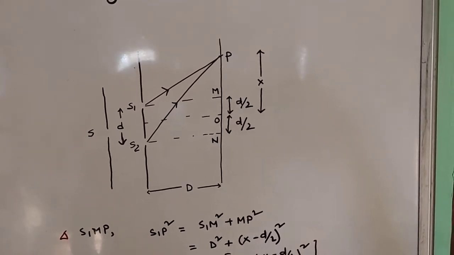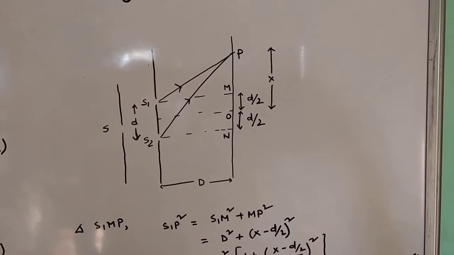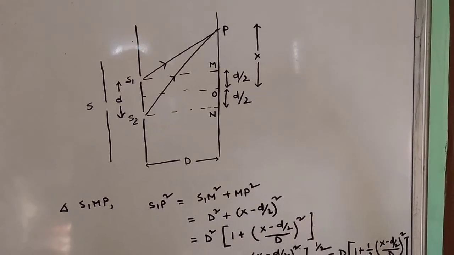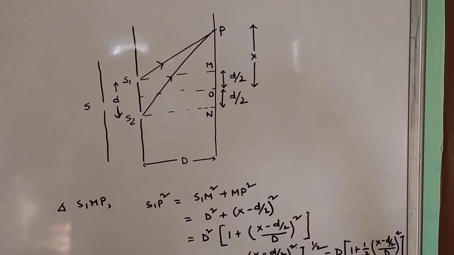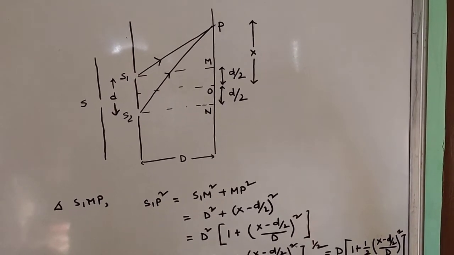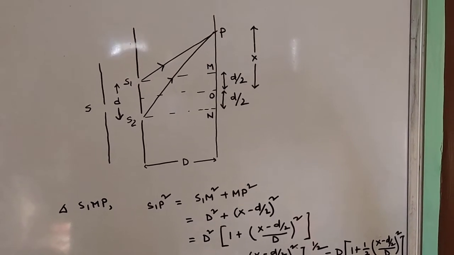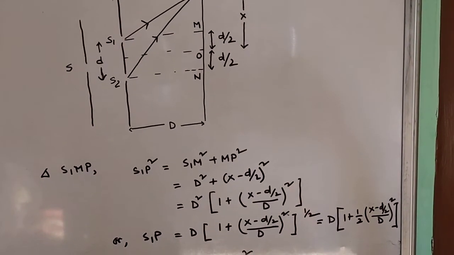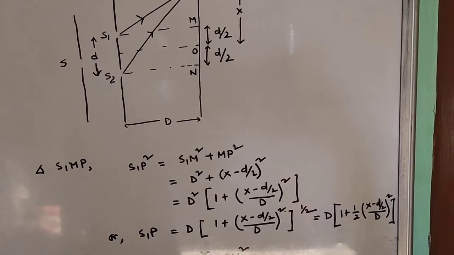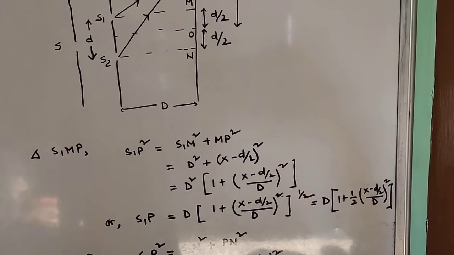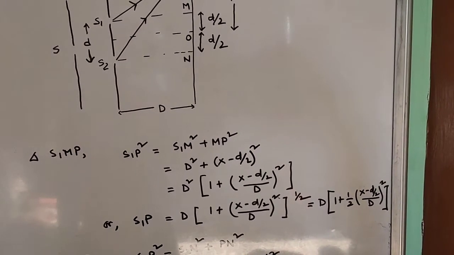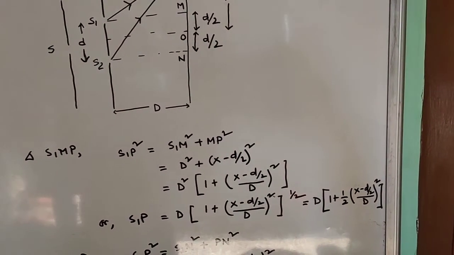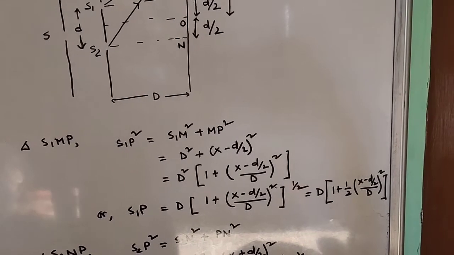from the center O. Now in triangle S1MP, S1P square equals S1M square plus MP square, using Pythagoras theorem. So S1M is your capital D, so D square plus MP, which is x minus d by 2 whole square. So D square we are taking common, so within bracket 1 plus (x minus d by 2) by capital D whole square. Now if we take the square root of S1P, it comes out D within bracket 1 plus ((x minus d by 2) divided by capital D) whole square, with the exponent half.